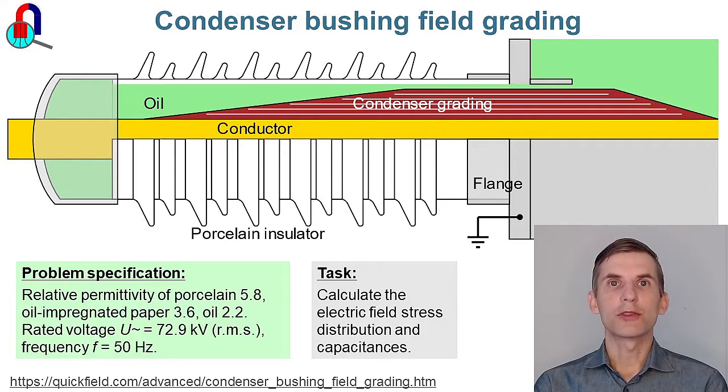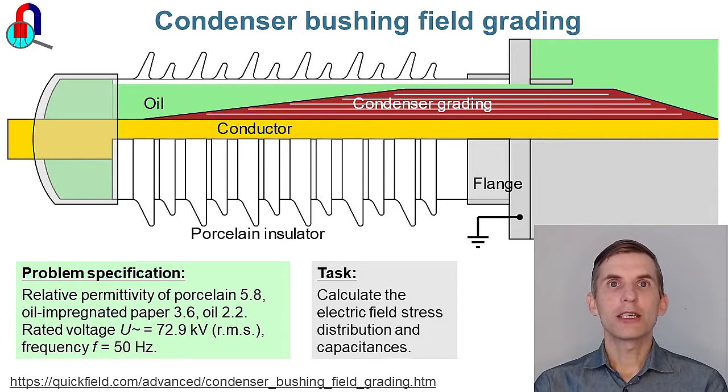Condenser bushing field grading. The bushing is used to pass the conductor into the oil filled tank of the transformer. Typically, there are two areas where electric field stress is high: at the conductor surface and near the tank wall. We use the bushing condenser to redistribute electric potential more uniformly and reduce electric field stress in the insulation.